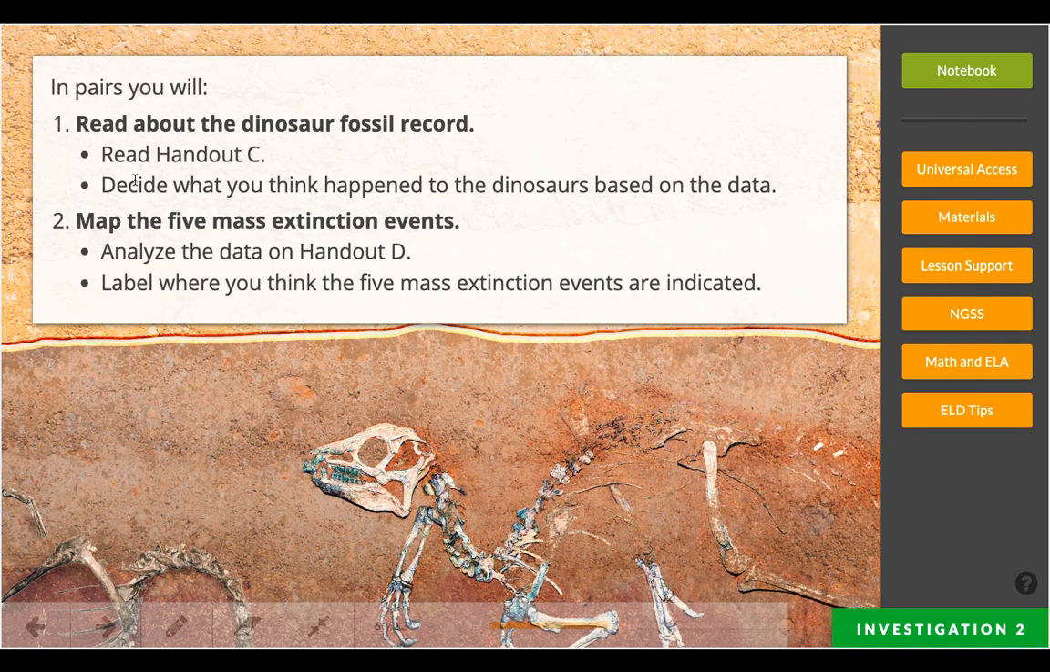Then you need to map out the 5 mass extinction events. You'll do that by analyzing the data on handout D, that's slide 4 in the Google slideshow, and label where you think the 5 mass extinction events are indicated. Go ahead and pause the video and do that now.